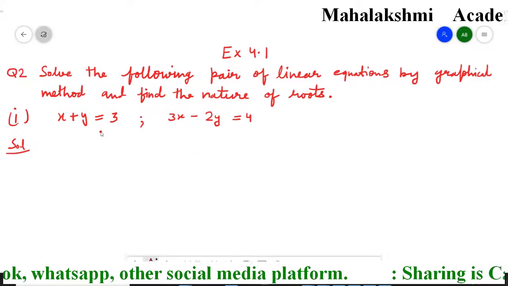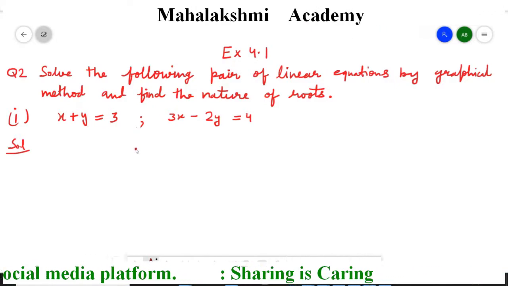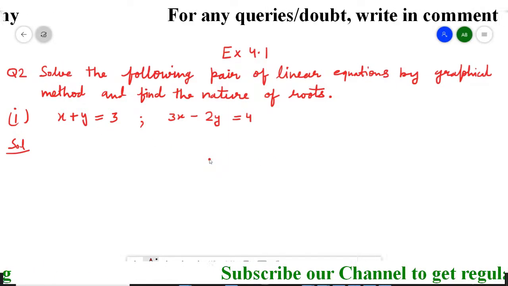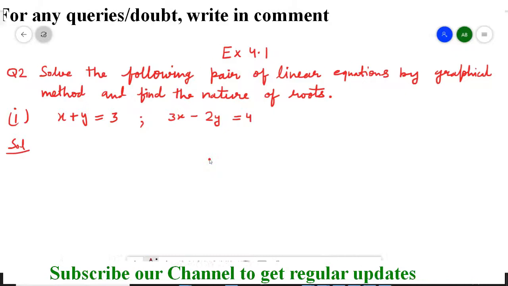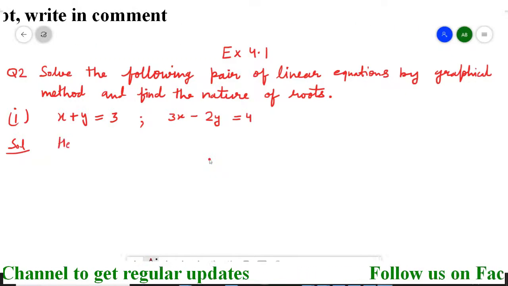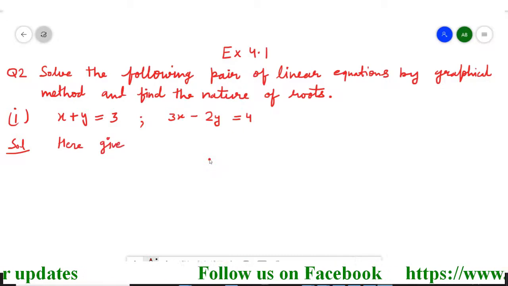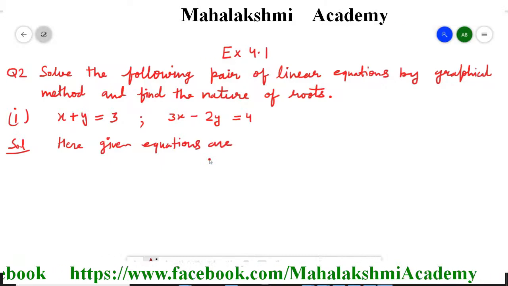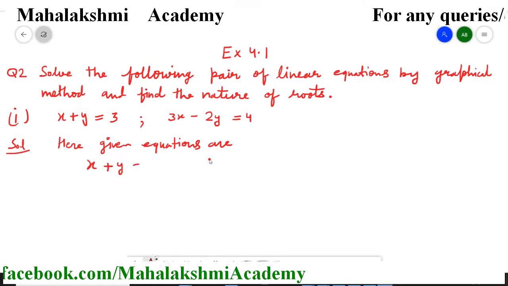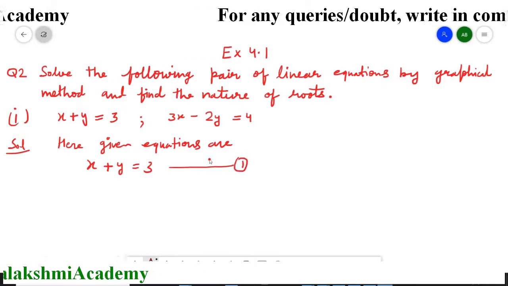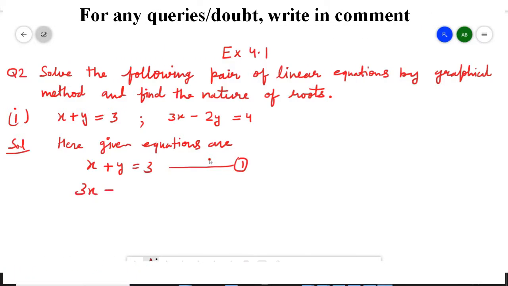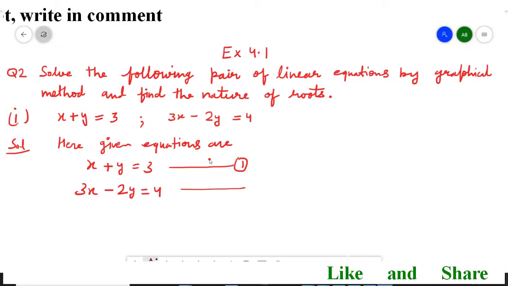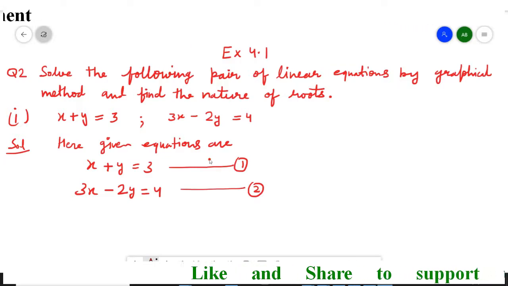To make the graph, first we need to find out the coordinate table. So first we will understand how to find out the coordinate table. One by one we have to take the equations. First we take the equation which is given to us. Given equations are x plus y equal to 3. We will assume this as the first equation, and the second equation which is given to us is 3x minus 2y is equal to 4. That is equation second.